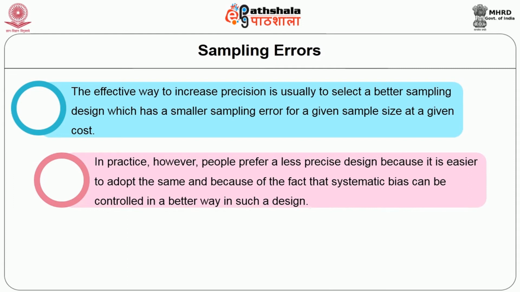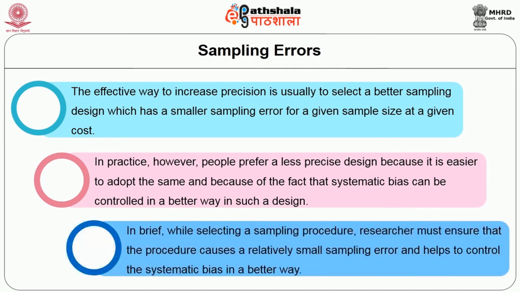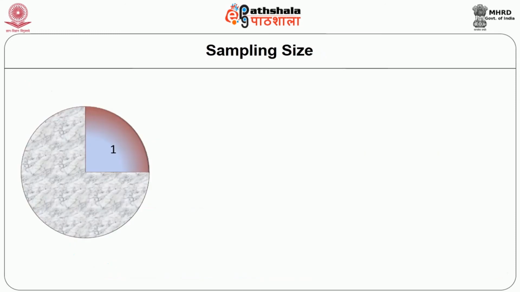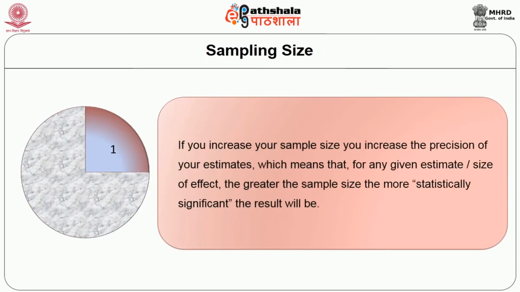In practice, however, people prefer a less precise design because it is easier to adopt the same and because of the fact that systematic bias can be controlled in a better way in such a design. In brief, while selecting a sampling procedure, the researcher must ensure that the procedure causes a relatively small sampling error and helps to control the systematic bias in a better way.